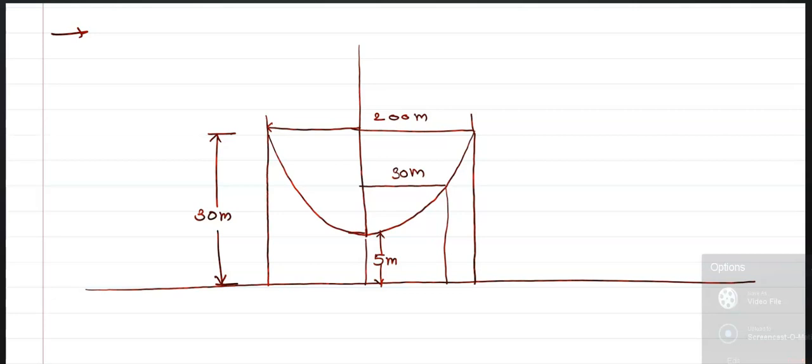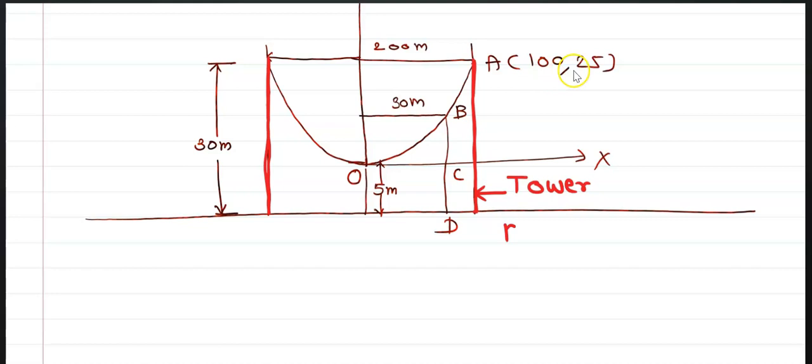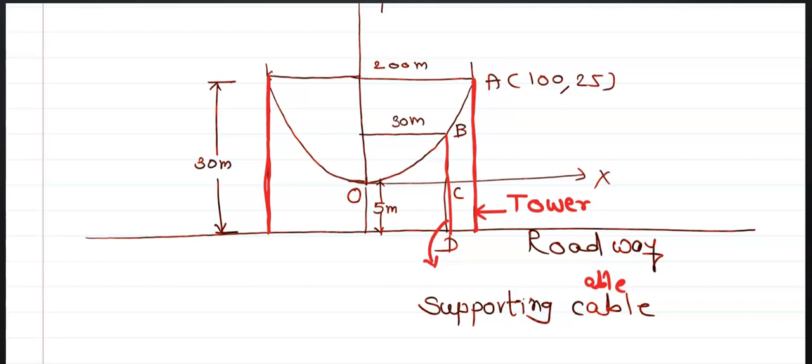Now see this x-axis, y-axis. Now this is the shape of the parabola. It is of the form x square is equal to 4by, and this total distance is 200. The point A is 125. You can see this total figure.